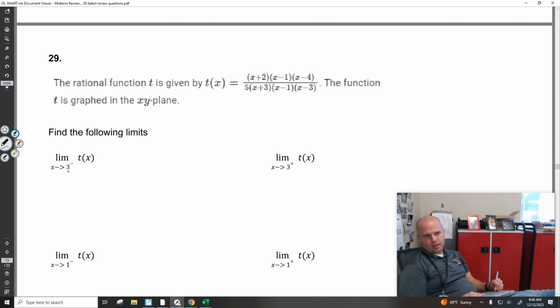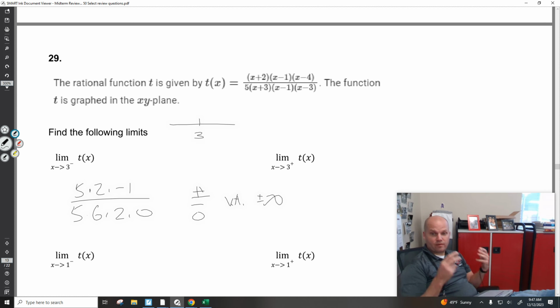If I plugged in 3, what do I get? 5 times 2 times negative 1 over 5 times 6 times 2 times 0. Okay. I'm going to get a number over 0, which is my indication of a vertical asymptote, which means I'm going to get a positive or a negative infinity as my answer. Now I need to pay attention to the signs.